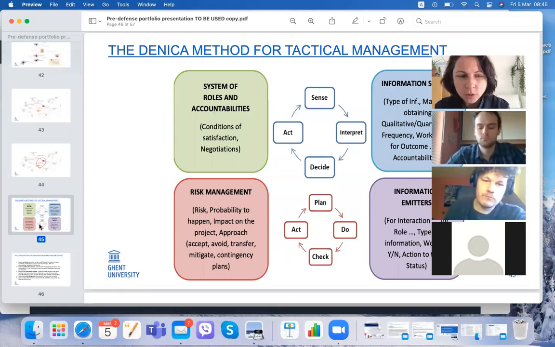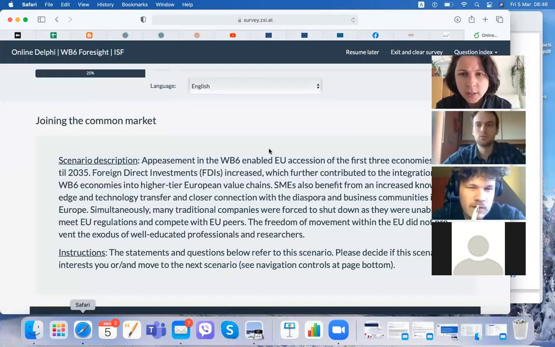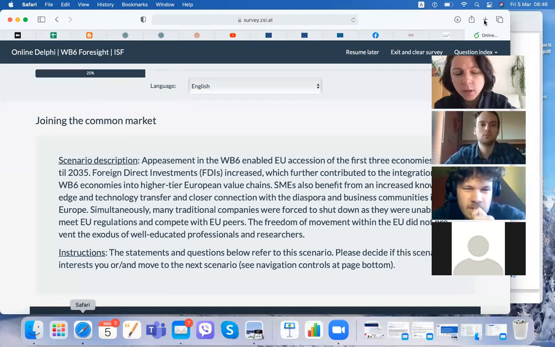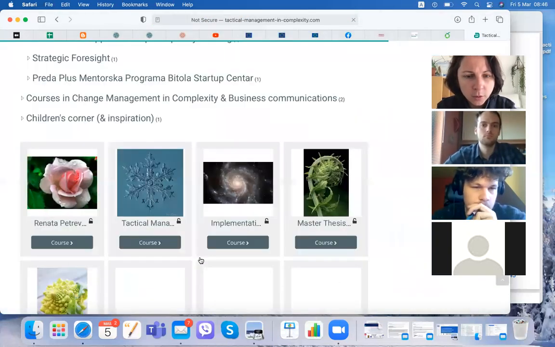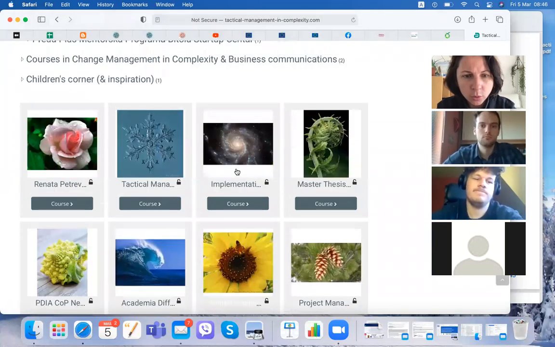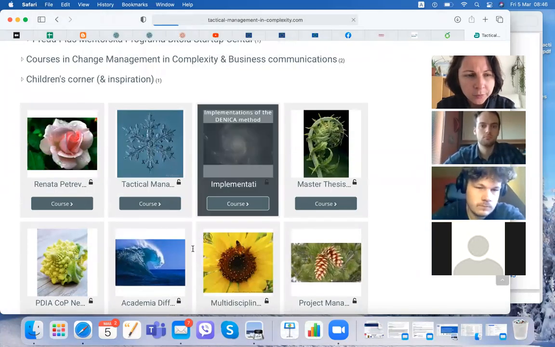This system of, so did we get to this one last time? No? Okay, that's one. No, I don't think so. No. Okay, that's one thing, and this is the other one. The other one that I wanted to show you, implementations, where were they? Okay, here.